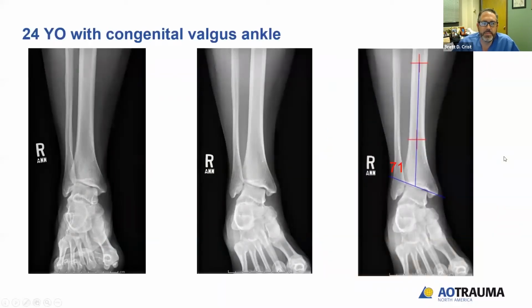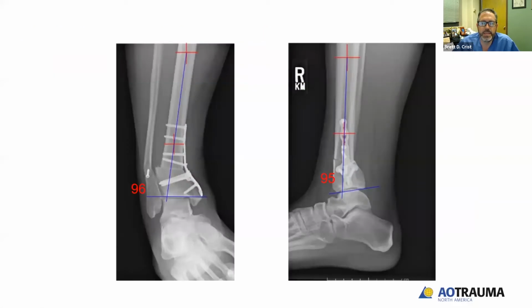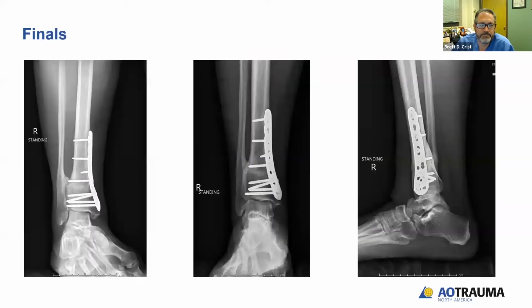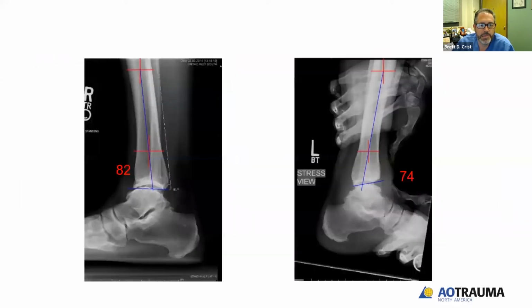This is another example of congenital valgus, and so that's a lot of valgus at the ankle. Somebody ended up doing osteotomies of the fibula and tibia and created some angular deformity in the sagittal plane, and then went back and revised that, and with a medial plate, you can see the correction.